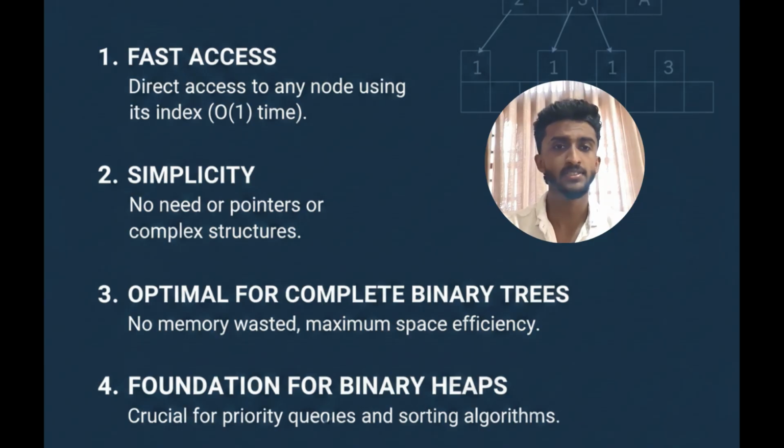Now, let's talk about the advantages of the array representation. The first advantage is fast access. We can directly access any node using this index. The second advantage is simplicity. There's no need for pointers or complex structures. The third one is that it works well with complete binary trees. The fourth one is that this method is used for binary heaps, which are a very important structure in data structures.